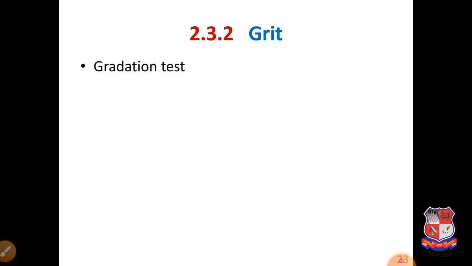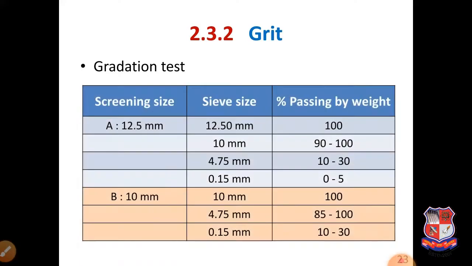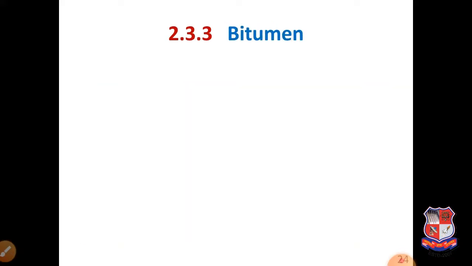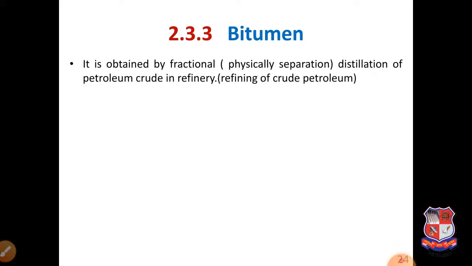Now, the second material for road construction is grit. In gradation test of grit, two sizes are shown in this table. First is A, 12.5 mm size and second is B, 10 mm size. For both sizes of screening, the sieve size used and percentage passing by weight is shown. Third material is bitumen. It is obtained by fractional or physical separation distillation of petroleum crude in refinery.